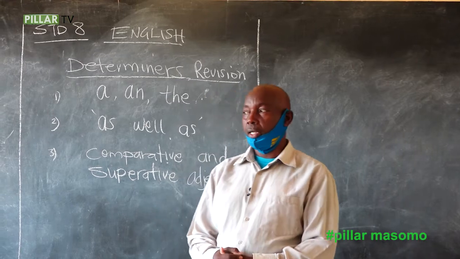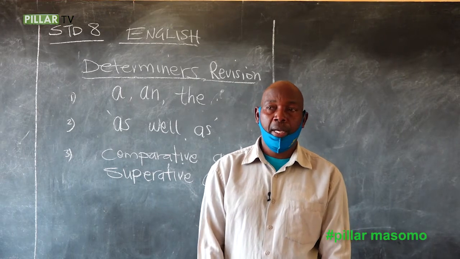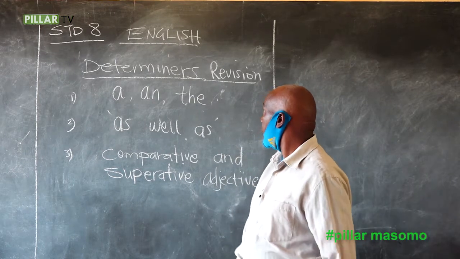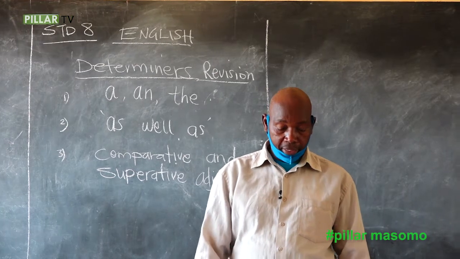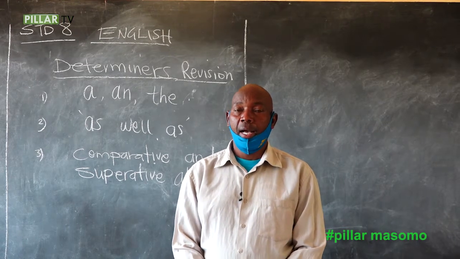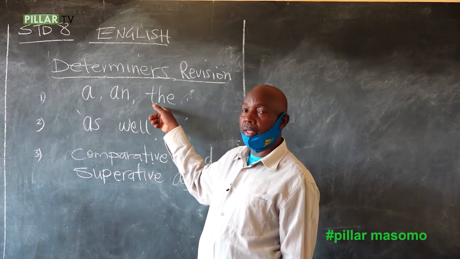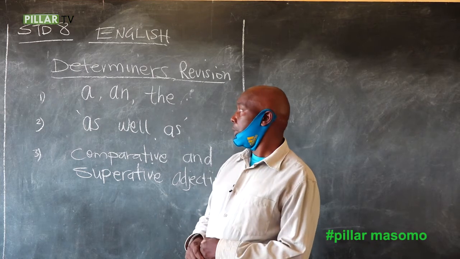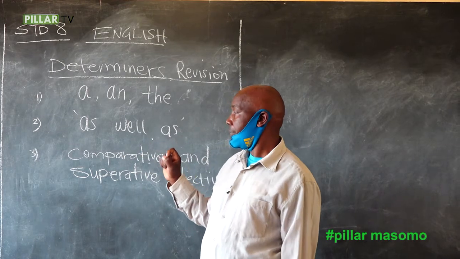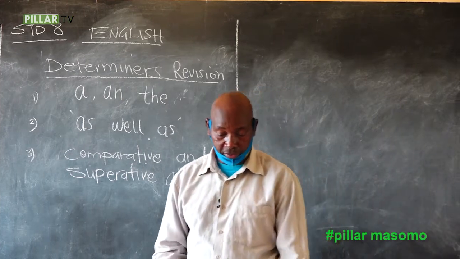Today, English lesson, we are going to revise, and your teacher today is Mr. Jero. Our revision is going to focus on determiners, and the determiners that we are going to use are a, an, the. We shall also use as well as in joining sentences. And lastly, we shall see a bit of comparative and superlative adjectives.